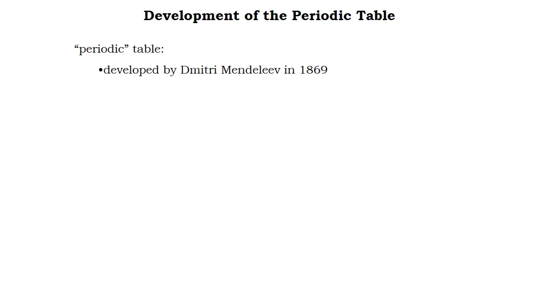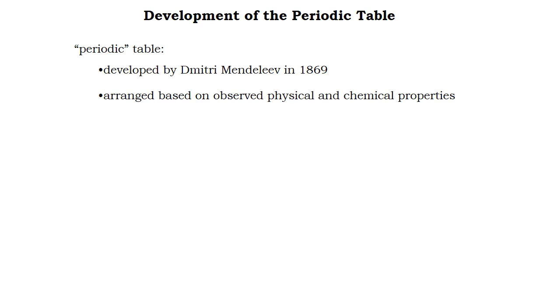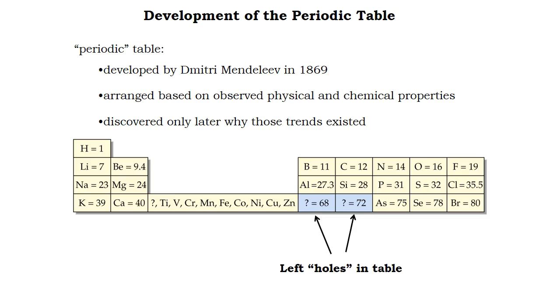As I mentioned, it was developed by Dmitry Mendeleev in 1869. The elements are arranged based on the observed chemical and physical properties that he found in common in those families. We only discovered much later why those trends existed, so now we know why certain elemental families are more reactive than others, but at the time he did not know that. He also left spaces in the table for elements that had yet to be discovered.